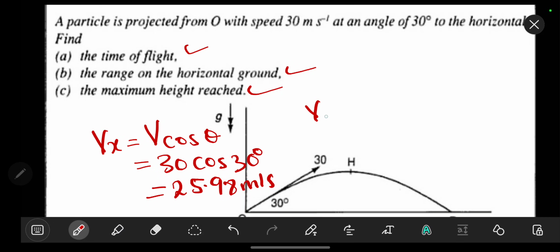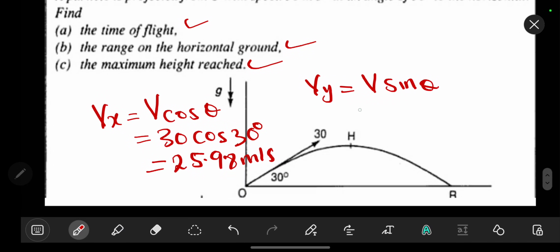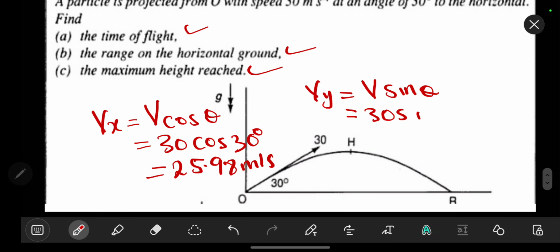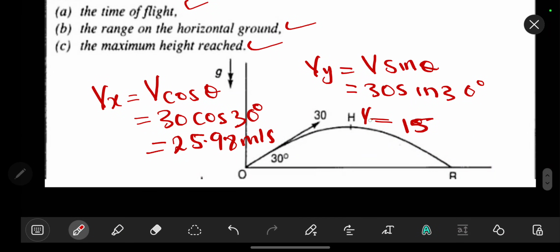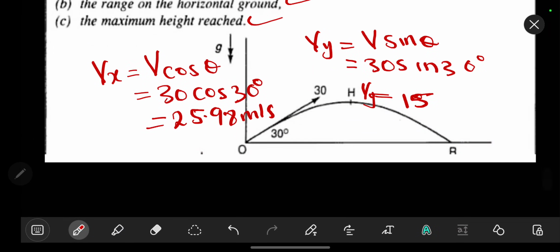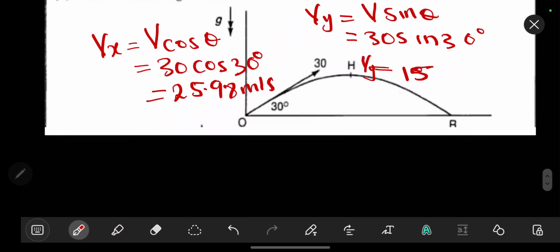So this is our velocity in the x. Then the velocity in the y should be equal to v, associated with the sine of theta. So our v is equal to 30, sine of theta, where theta is 30 degrees. Then we find that the value will be equal to 15. So this is our vy. Therefore, we are now going to solve the questions.